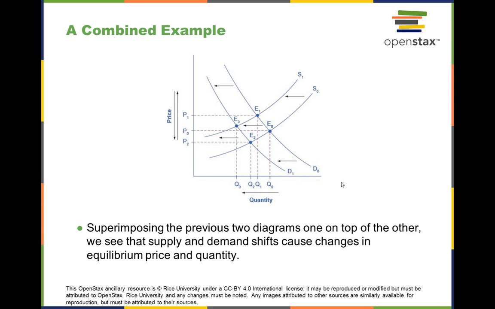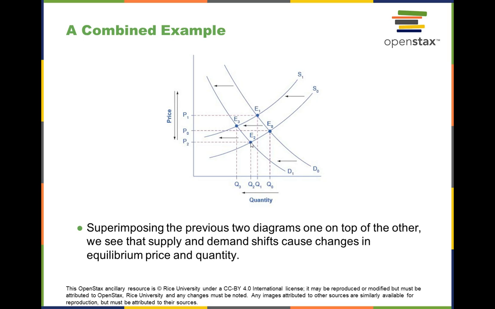Superimposing the previous two diagrams one on top of the other, we see that the supply and demand shifts cause changes in equilibrium price and quantity. So we can see the shift in the supply curve. They can't supply as much because of the increased cost. And so the new equilibrium is there. People don't want to use the post office as much, so demand drops. And so the new equilibrium in that case would be there.